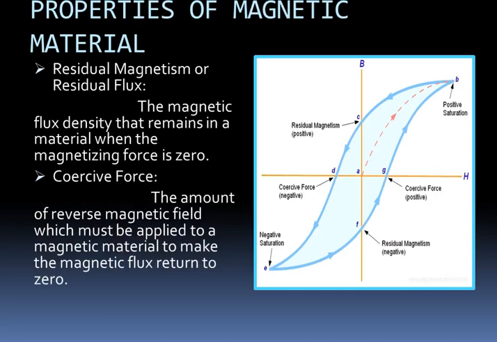The second property of a magnetic material is the residual magnetism or residual flux. It is defined as the magnetic flux density that remains in a material when the magnetizing force is zero. The third property is coercive force, which is defined as the amount of reverse magnetic field which must be applied to a magnetic material to make the magnetic flux return to zero, and this coercive force has been shown by point C on the curve.